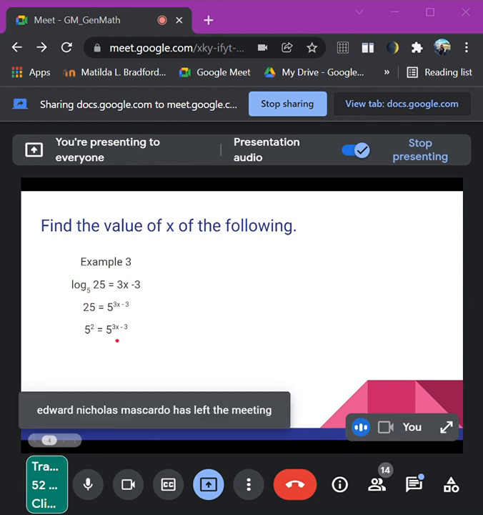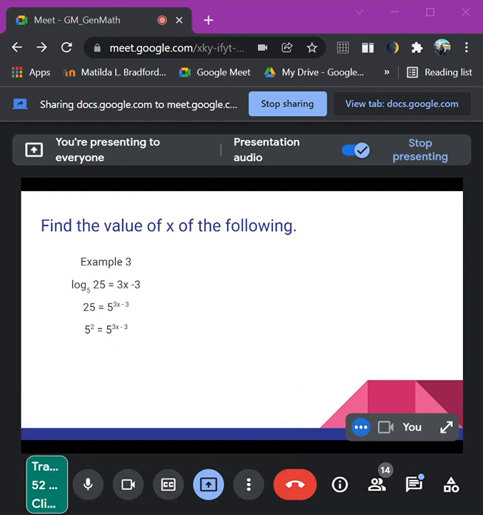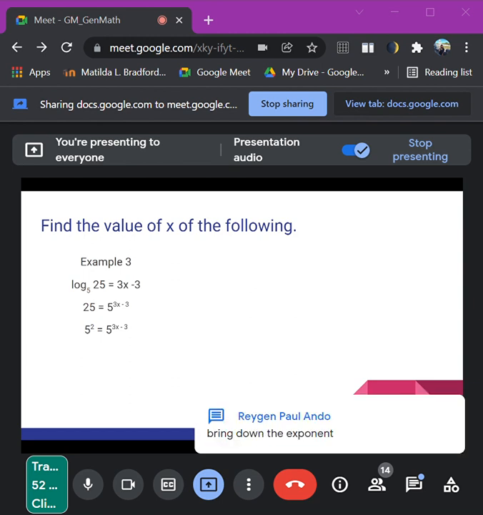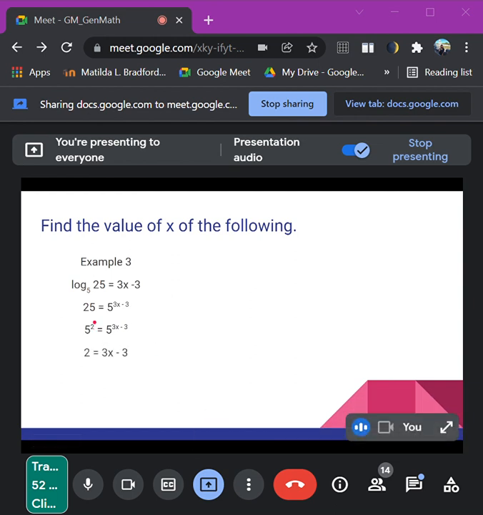Now, same naman ilang base class. Unsa natong buhaton next? We need to bring down the exponent. Very good. So we have there, bring down ra nato, i-disregard na nato ang 5. So you will have 2 is equals to 3x minus 3.